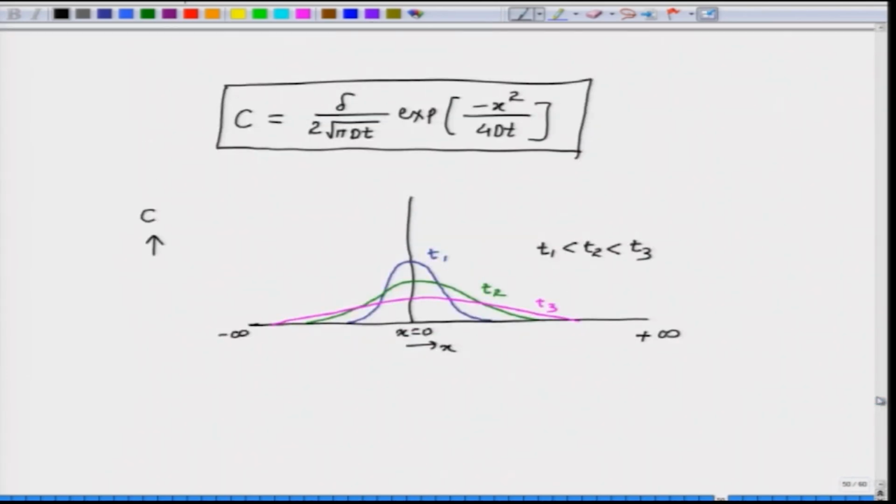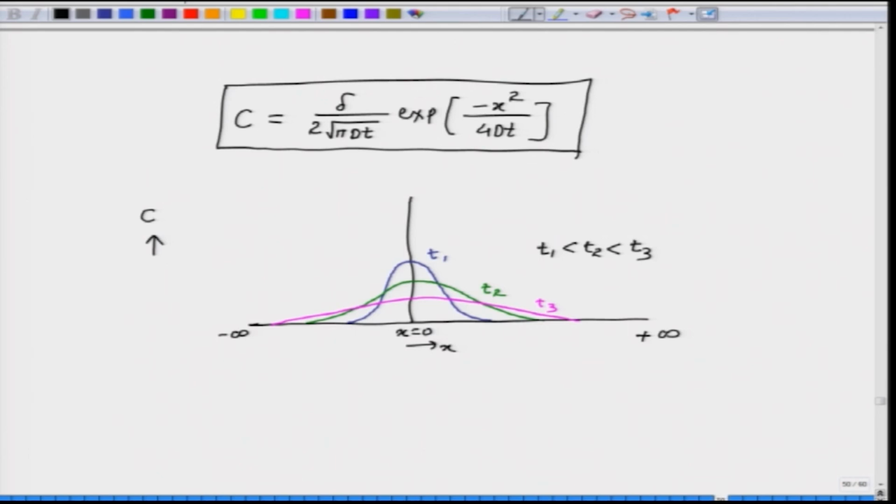With time, we can see the peak of the profile is decreasing, and the peak is at x equal to 0, and the width of the profile is increasing. That means, the penetration depth is increasing with time, but the peak is decreasing. So, diffusant is spreading into the material. This is obvious because the total amount delta is constant. As it is spreading inside, the peak value has to decrease.